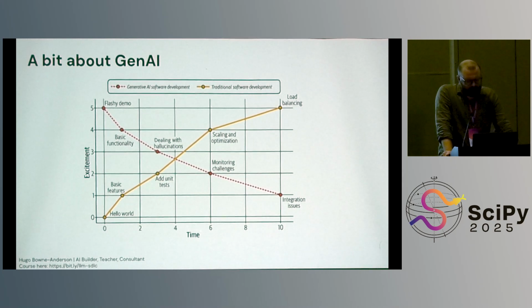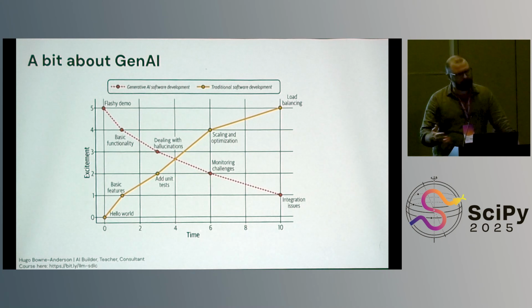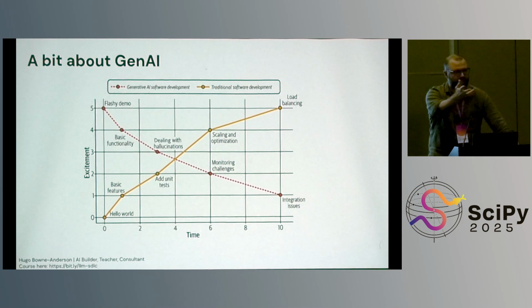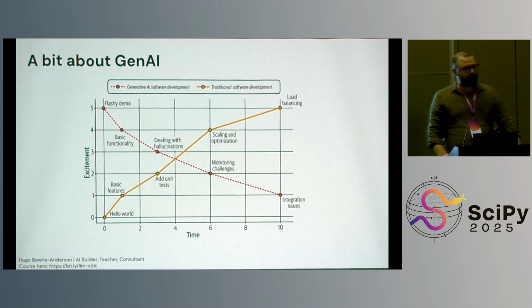If we plot excitement as a function of time with traditional software, there's not much at the start. You do a hello world, then you add some basic features, add unit tests, you're like, okay, this is getting a bit more exciting. Then you scale and optimize it, load balancing, and suddenly you've got something working for a user base, a certain number of people, and it gets more and more exciting over time.